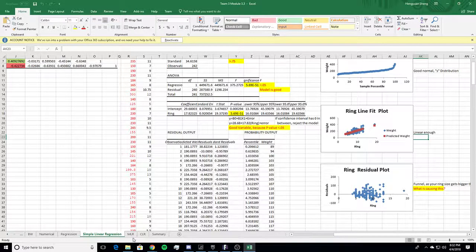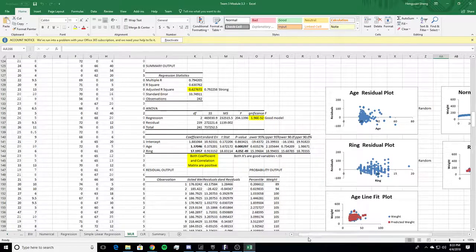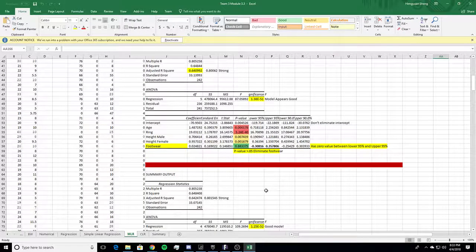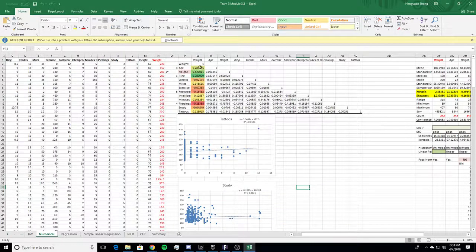And then we ran an MLR to use multiple different data variables to figure out how each of them affects each other. And so we start off by eliminating different variables. We took out piercings because of the very large p-value, as well as the coefficient. So you have to realize that the coefficient has to be in relation to the correlation matrix. So the signs have to be the exact same.